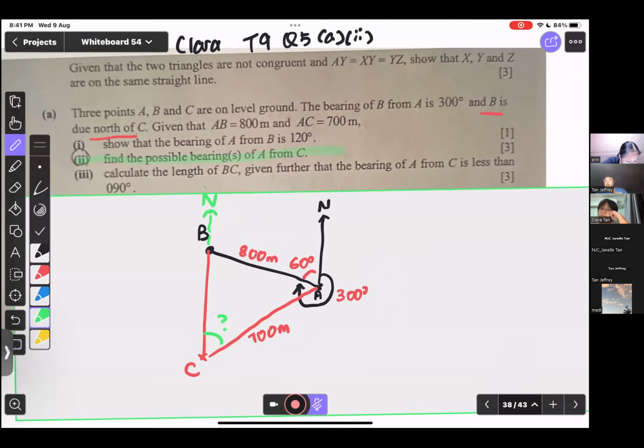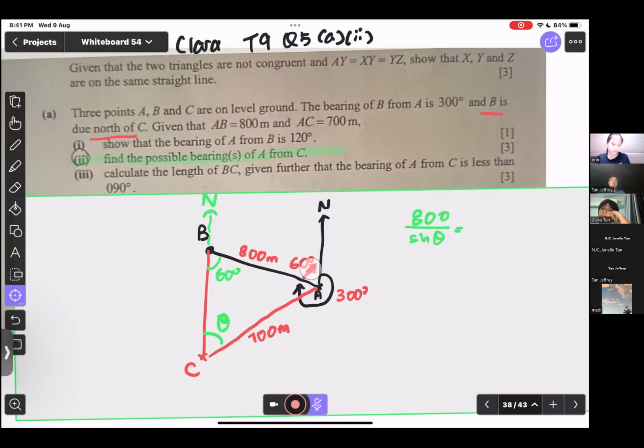After that, you see a triangle. Does the triangle have a right angle or not? If yes, Pythagoras. If the triangle has no right angle, use sine rule or cosine rule to find unknowns. That's the decision algorithm. So after this triangle, how do you find this? Let's say I call this theta. 800 over sine theta is the same as, oh wait, this is 60 degrees because of alternate angles.